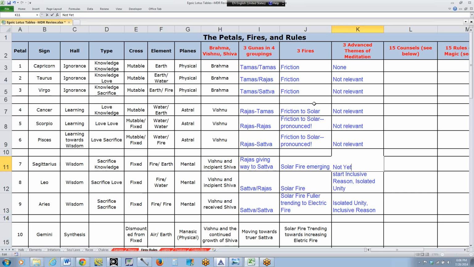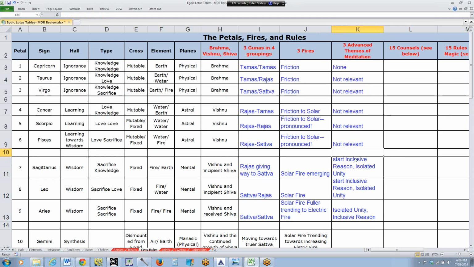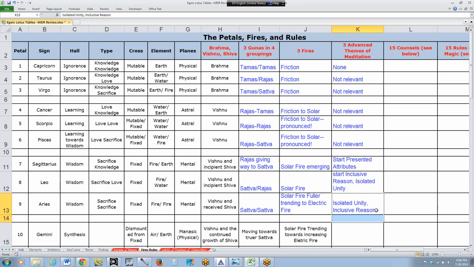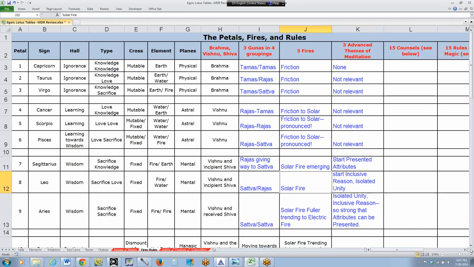So we can start at petal number 8 with inclusive reason and isolated unity. Well, I would say maybe at petal number 7, start presented attributes, because it's a service petal, we're using all we have accumulated for the welfare. Start presented attributes, which continues, of course. Start inclusive reason and isolated unity, so strong that attributes can be presented. Okay, that's good. And then this just continues.